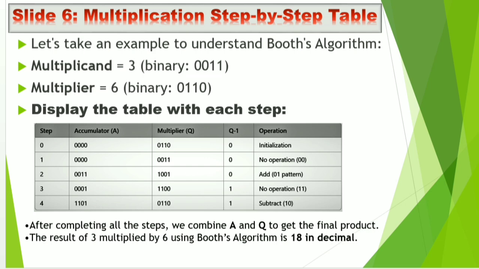Then perform the final arithmetic right shift. Final result is A is equal to 1110, Q is equal to 0110. Then the combined value of A and Q gives the final product 11100110, this binary number, which is 18 in decimal.